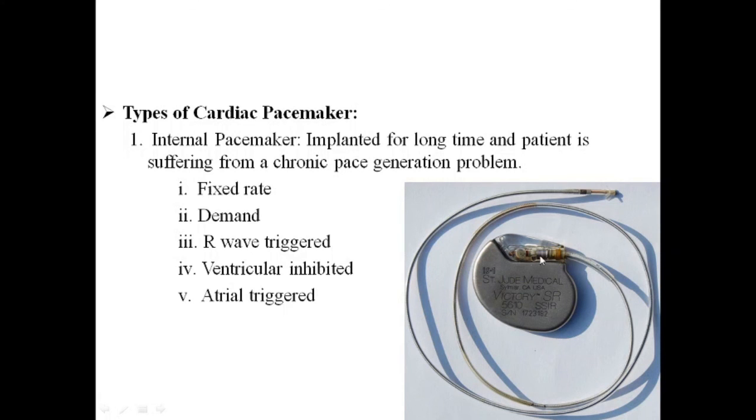So how it looks like, see this is a very small size pacemaker. These are the leads, these are the wires which are useful for making the connections. This is the picture of the internal pacemaker. This is implanted for a long time, when the patient is suffering from a chronic pace generation problem.